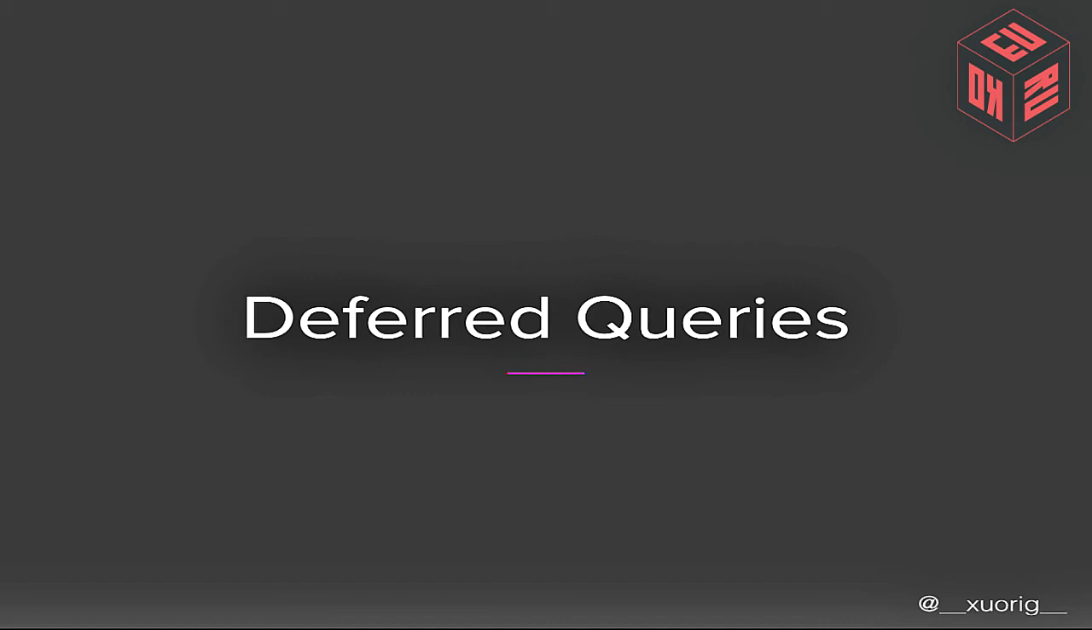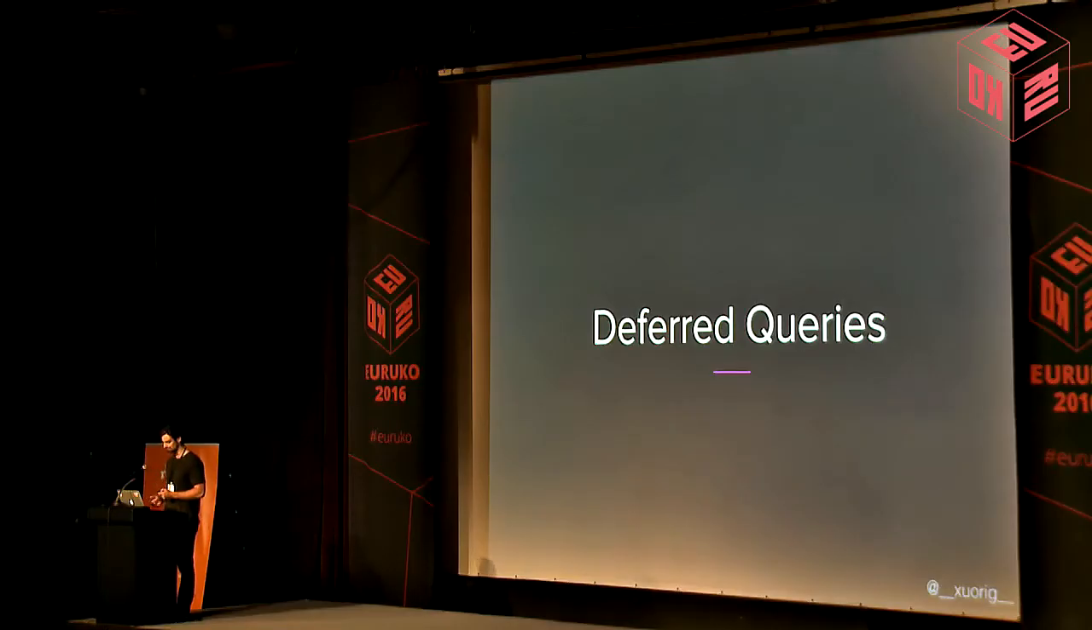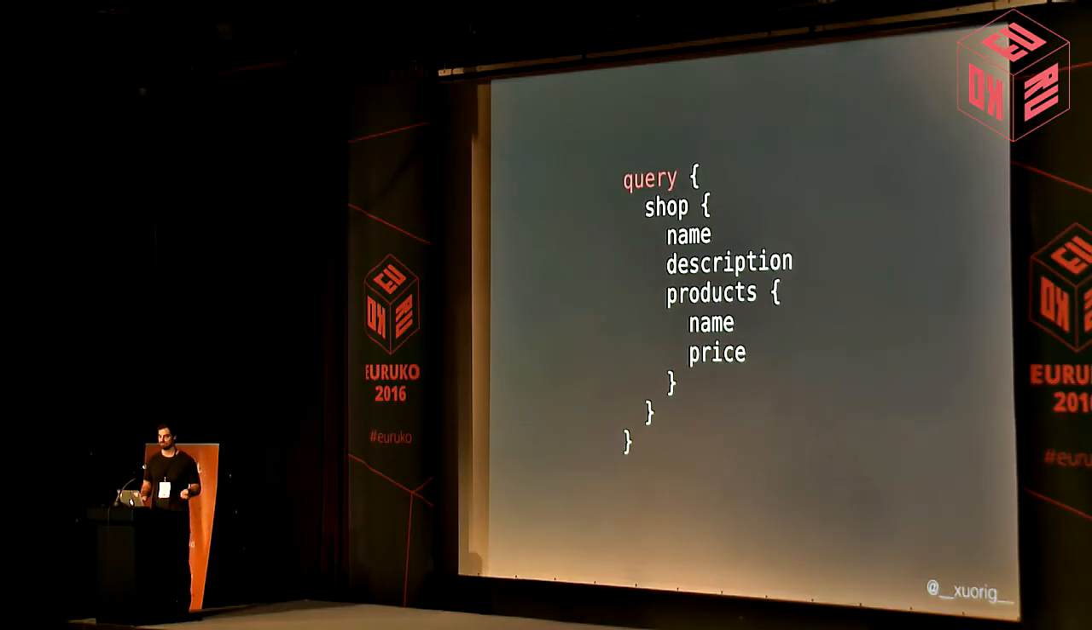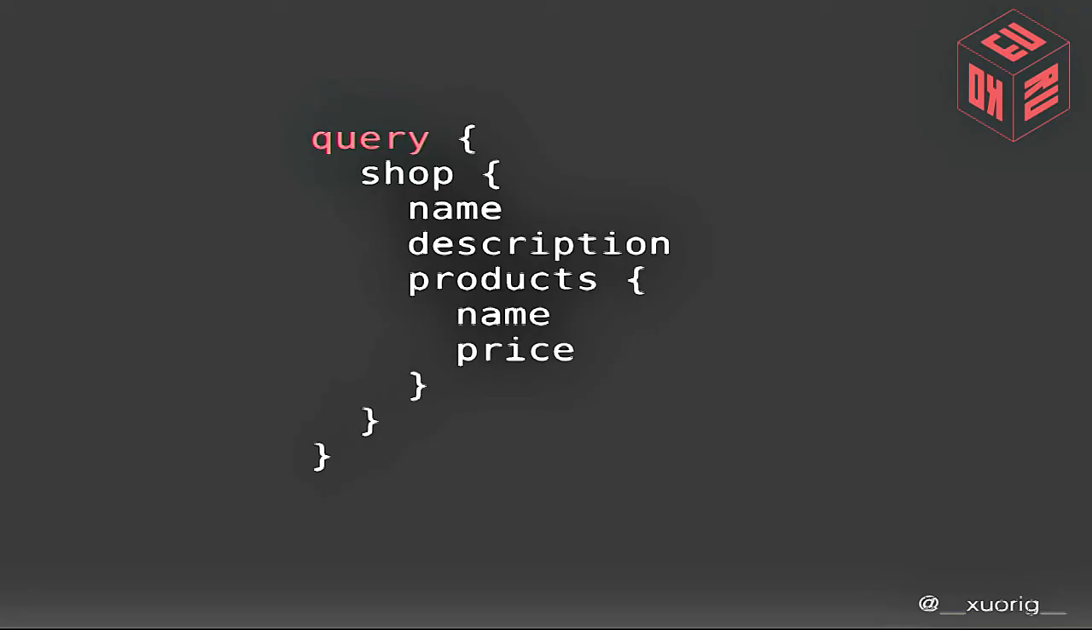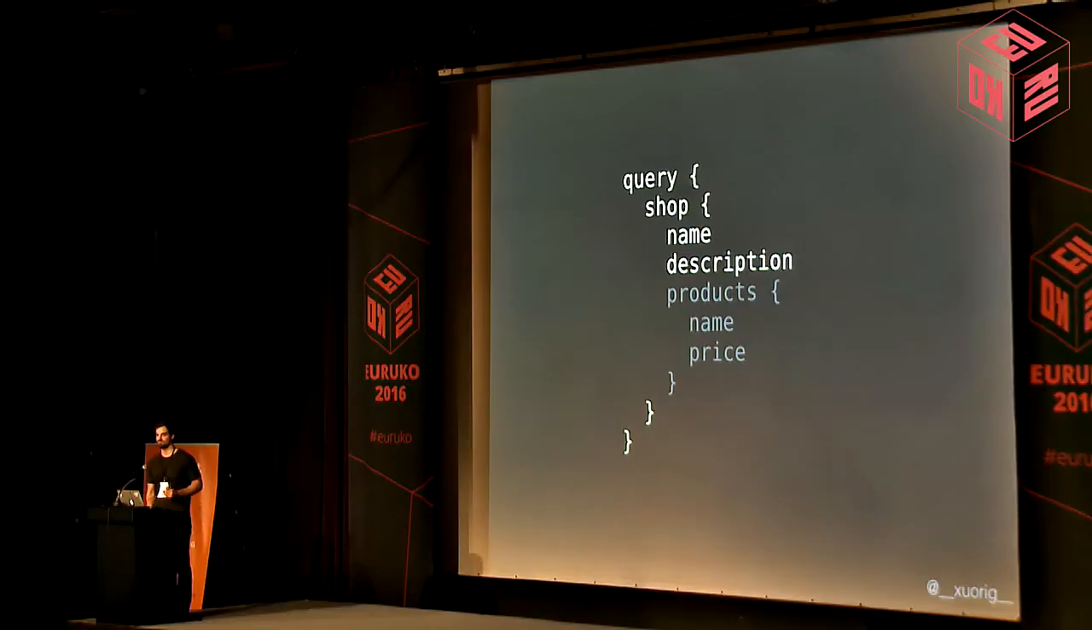Another really cool feature that's coming is deferred queries. So imagine you have that query. We fetch the name, description, and products of a shop. But in reality, maybe on the client side, we want to show the name and description as fast as possible, especially on slow clients. And maybe the products of that shop, we can afford to have a little later.